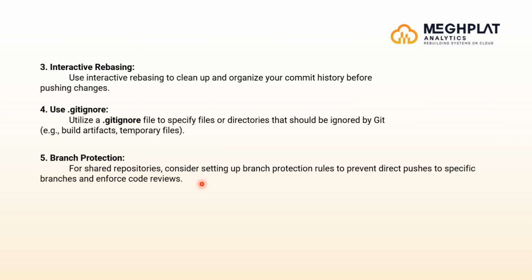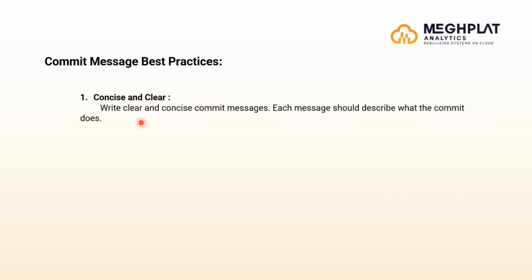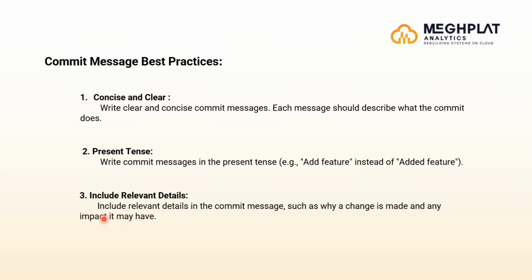Branch protection. For shared repositories, we need to consider setting up branch protection rules to prevent direct pushes to specific branches and enforce code reviews. Then the commit message best practices. Be concise and clear. We need to write the commit messages very clearly and concisely. Each message should describe what the commit does. Present tense. While writing commit messages, it should be in the present tense, like add feature instead of added feature.